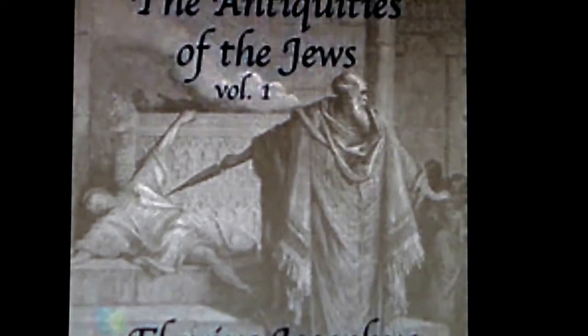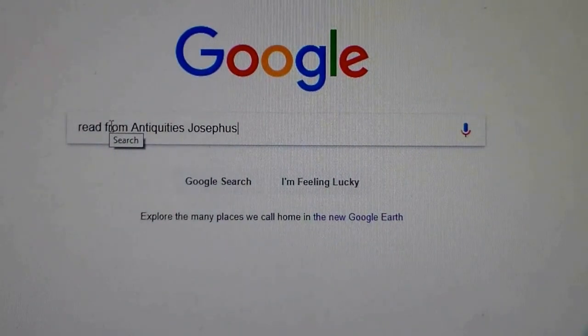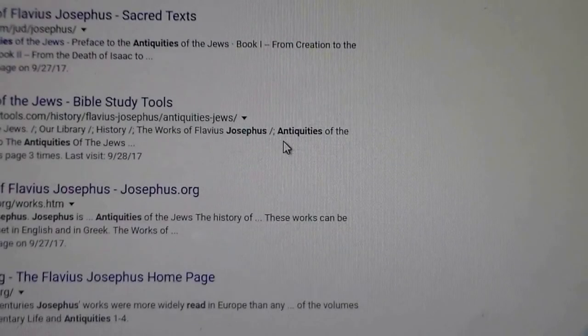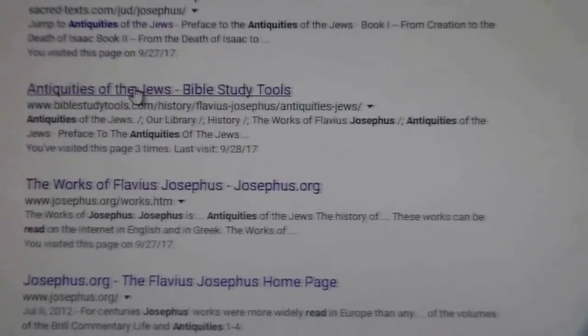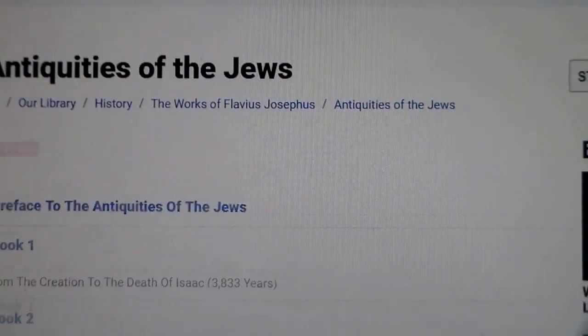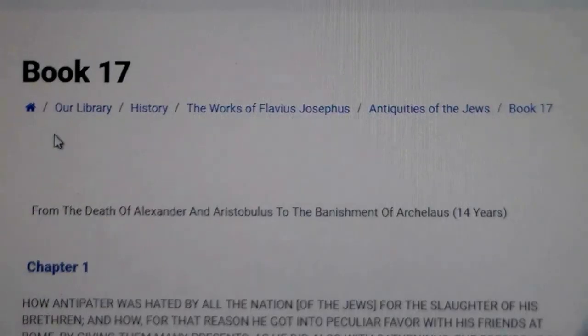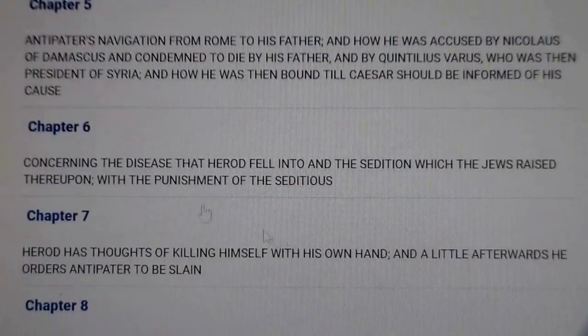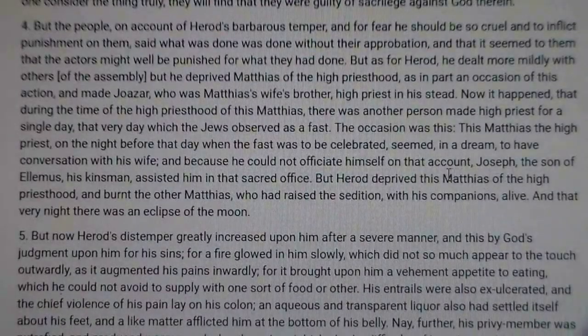And to check that out, we can go to Google again. We'll type in read from Antiquities Josephus, right? Push enter, and what we want to use is Antiquities, this one right here. We're going to go to Bible Study Tools, okay? This one, we'll click into that. And it's book 17. We'll click on book 17. It's right there. And then chapter 6, and paragraph 4. Right here.